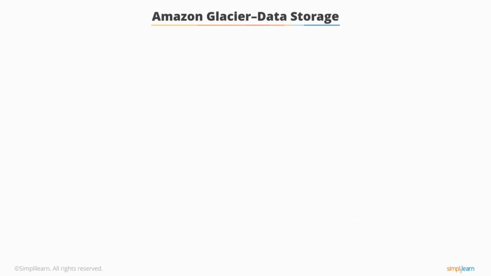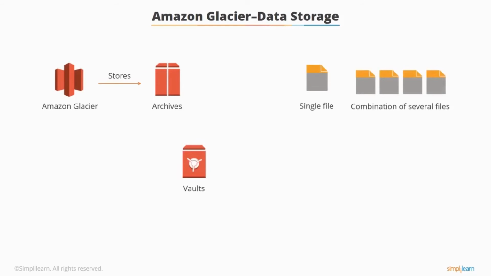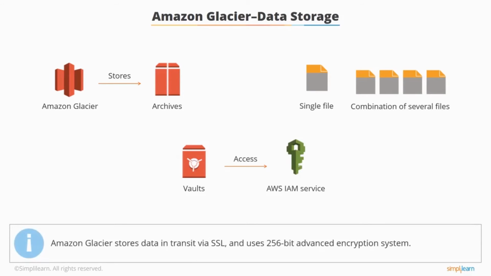When you preserve data in Amazon Glacier, it is stored as archives. This enables a user to store a single file or a combination of several files. Archives are arranged in vaults, which can be accessed using the AWS IAM service. Amazon Glacier stores data in transit via SSL and uses the 256-bit advanced encryption system.